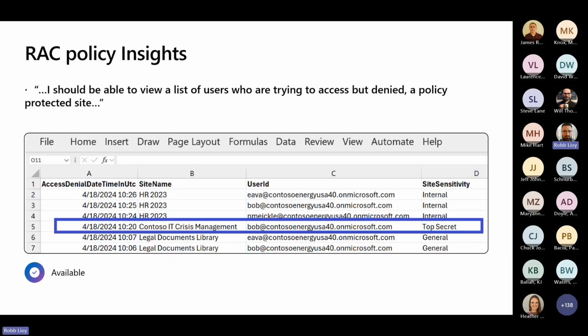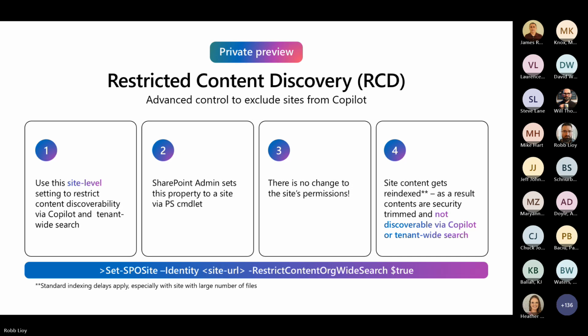And again, this gets into the restricted access control policies. So this is talking about the transparency that's needed in the governing practices, making sure you're communicating out with everybody what it is you'll be doing. And again, to reiterate, use a site level setting to restrict the content discoverability.